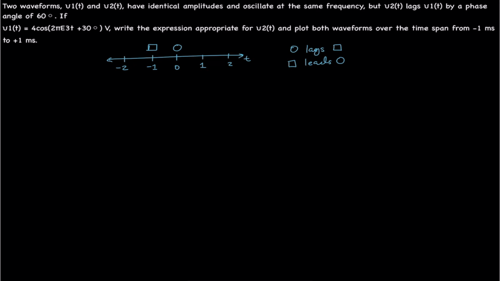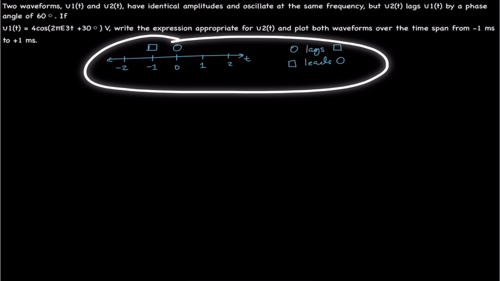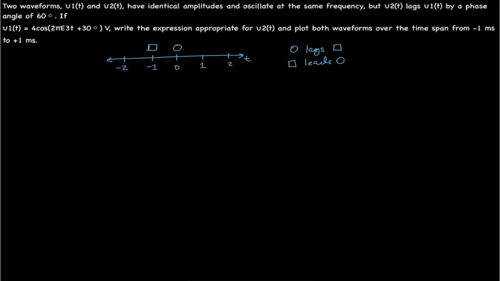Welcome back. In today's video, we're trying to determine the expression for v2 of t. Here we have a simplified model to explain lead and lag. We're given that v2 of t and v1 of t have identical amplitudes and they oscillate at the same frequency. However, the caveat is v2 of t lags v1 by a phase angle of 60.